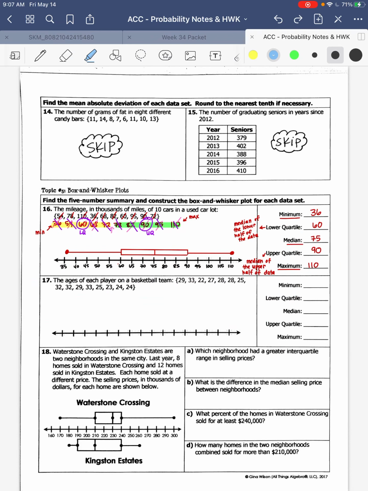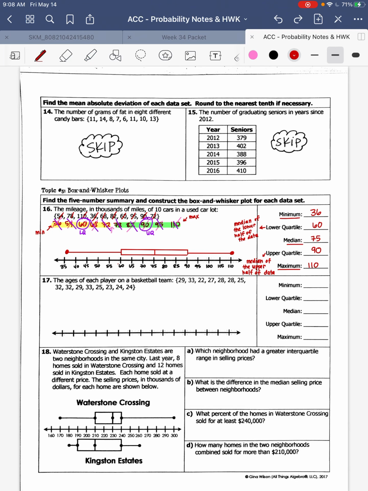Okay, moving on to number 17. The ages of each player on a basketball team: 29, 33, 22, 27, 28, 28, 25, 32, 32, 29, 33, 25, 23, 24, 24. Okay, so our first step is to order the data in numerical order.